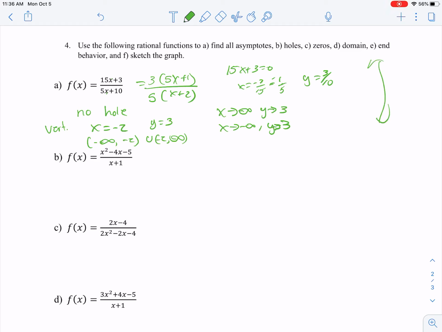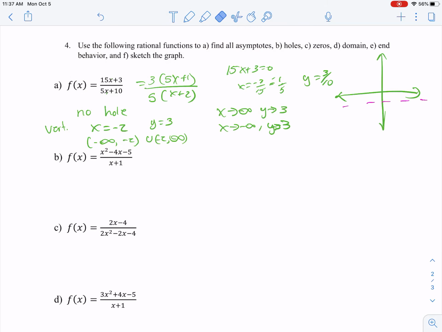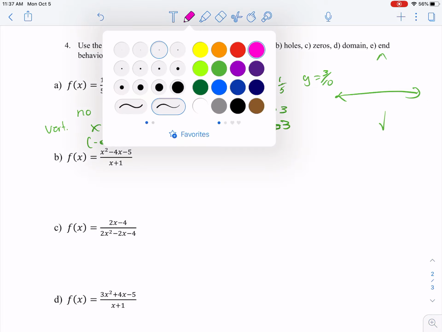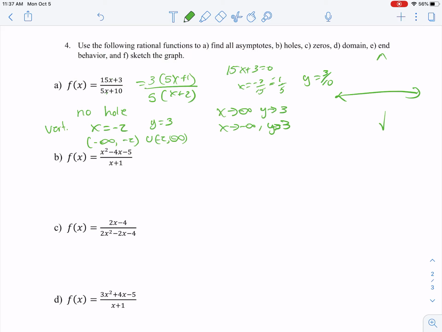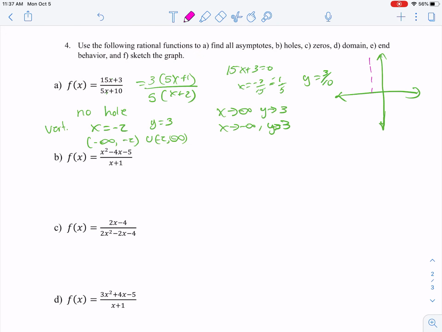Sketch. Oh, that's a bad line. Let's fix that. Okay. -2. 3. Oh, come on. Nope. We've got to do vertical at -2. And horizontal at 3.